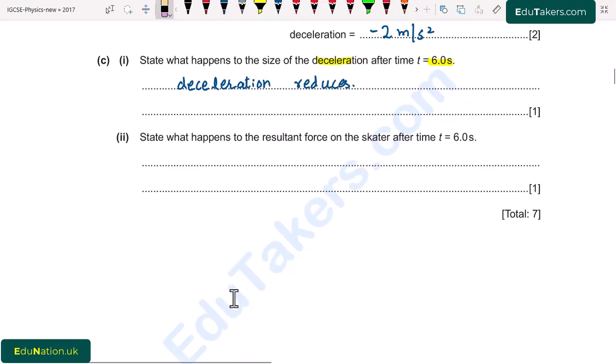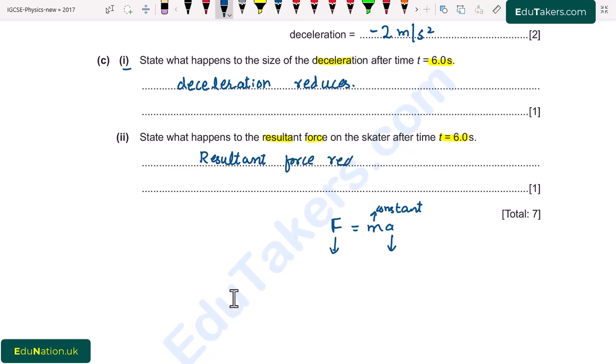Part 2. State what happens to the resultant force of the scatter after t is equal to 6.0 seconds. So here what happened to the resultant force? According to Newton's second law, F is equal to ma, where mass is constant. And from part 1, we can see that acceleration reduces. So when the acceleration decreases, force also decreases. So I write here force, that is resultant force, reduces.